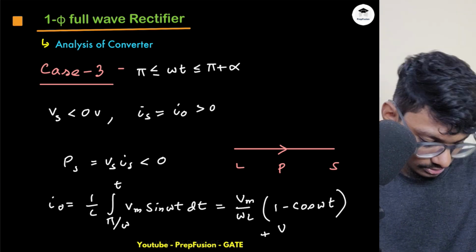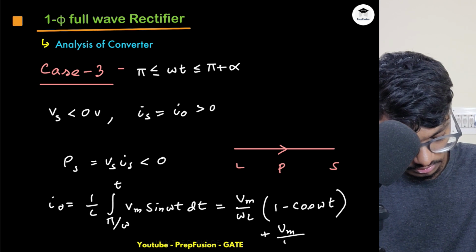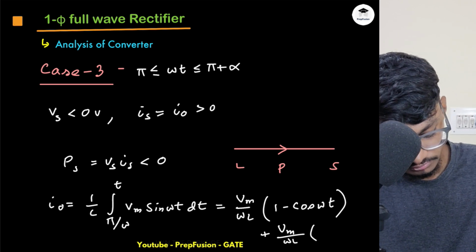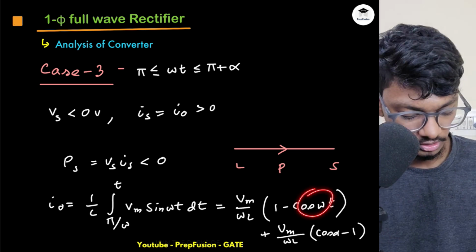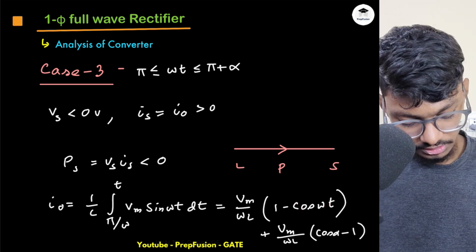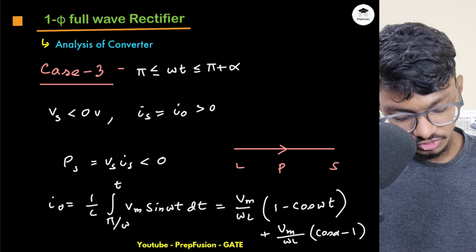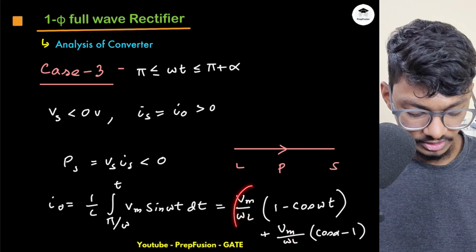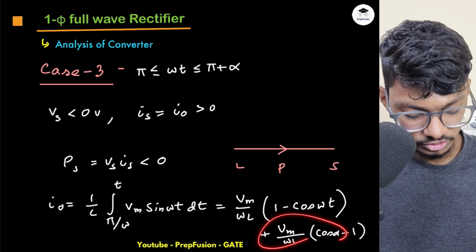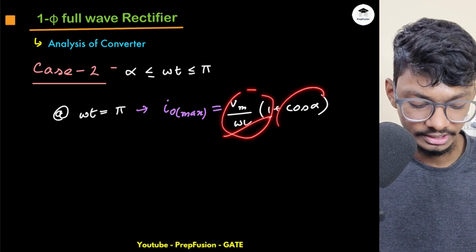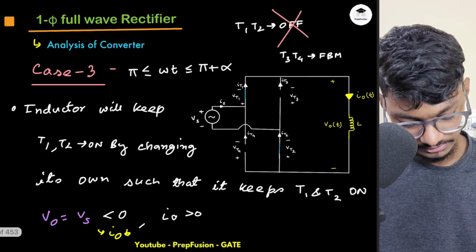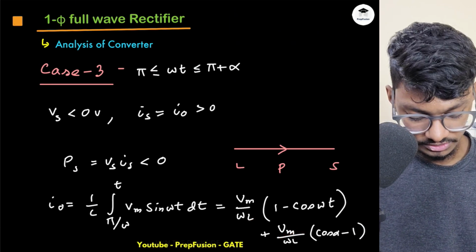So x will be Vm upon 2L plus Vm upon omega L into cos alpha minus 1. Now if I put omega t equals to pi, what will happen? This will become 2 Vm upon omega L, this will become minus Vm upon omega L. There will be only 1 Vm upon omega L remaining, and also Vm upon omega L into cos alpha. So yes, this is correct, this is the correct option.